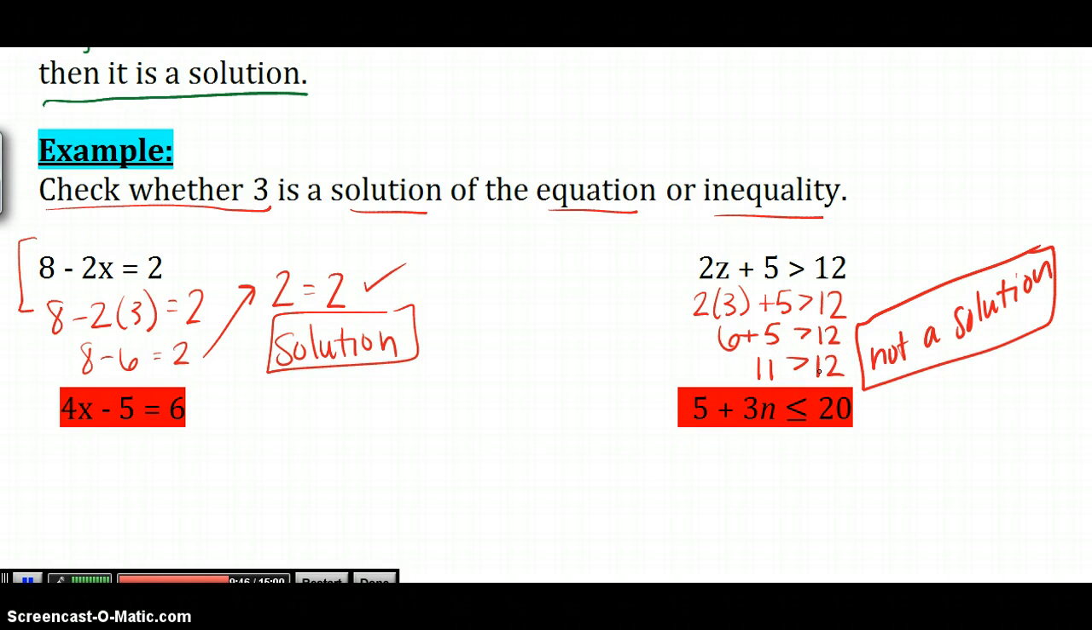So I want you to do in your notes these two problems in red. Check to see if 3 is a solution to this equation and 3 is a solution to this inequality.